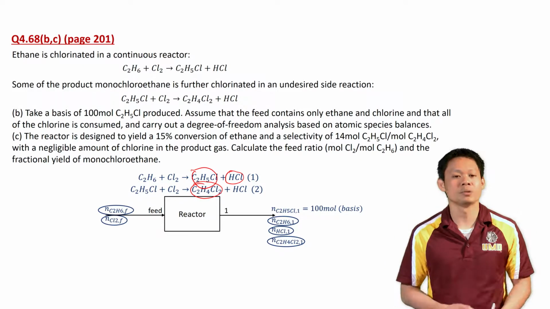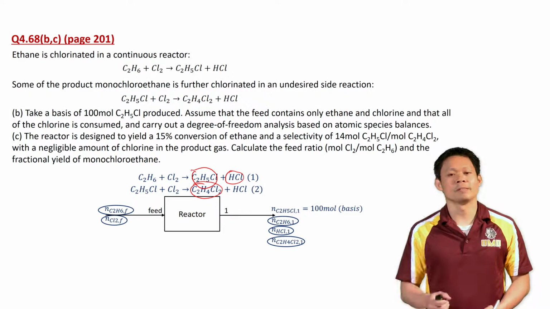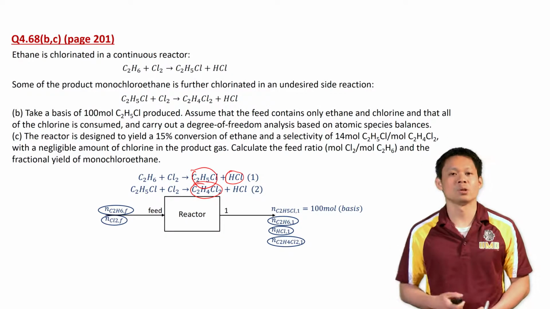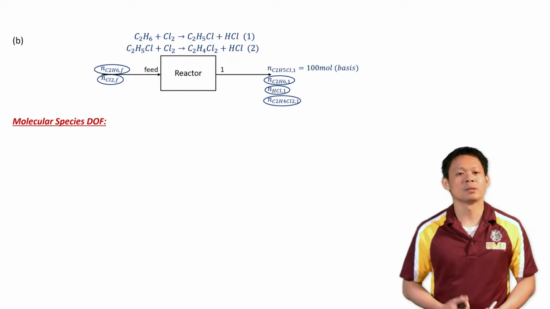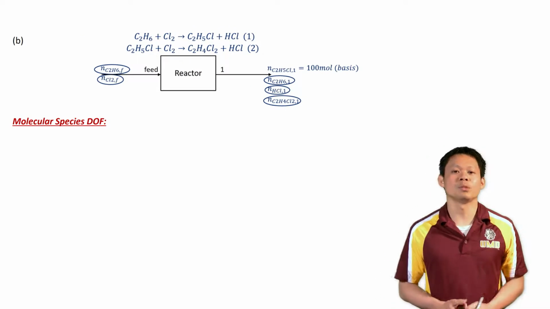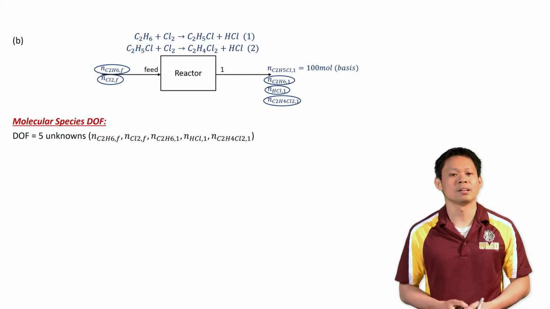Let's circle all our unknowns. We have 5 unknowns in here. Let's go ahead and do our degree of freedom analysis. I'm going to do all 3 different methods, even though the question is only asking for atomic species. Here's our diagram again. Let's look at the molecular species degree of freedom. First thing we look at, number of unknowns. We have 5 unknowns that are circled up in the diagram there.